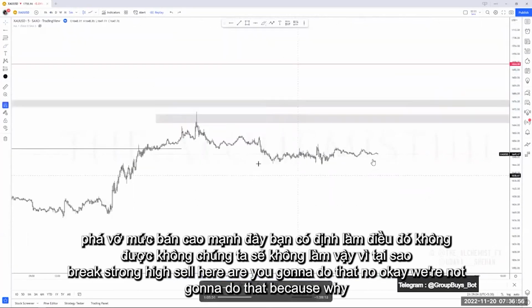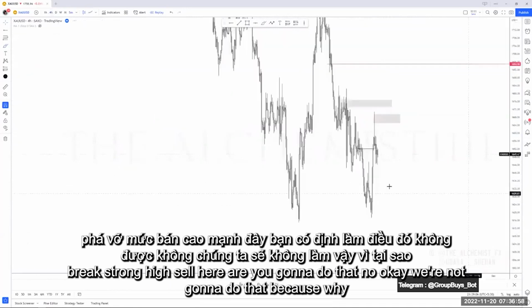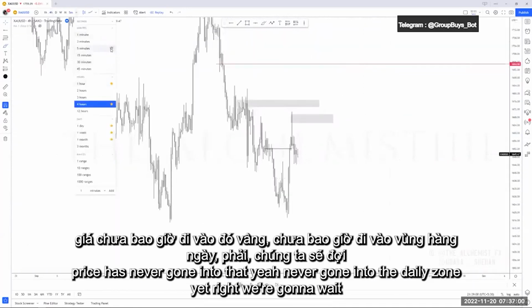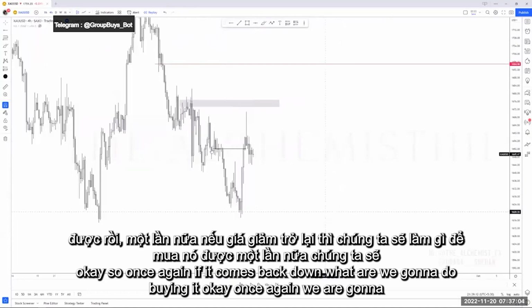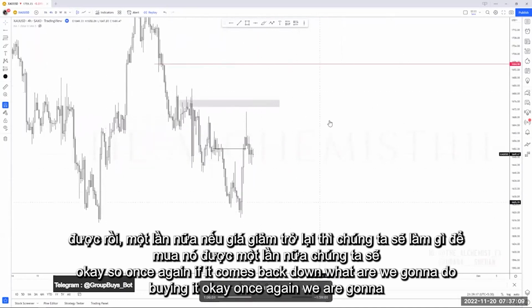Are you gonna do that? No. We're not gonna do that because why? Price has never gone into that. Never gone into the daily zone yet, right? We're gonna wait. So once again, if it comes back down, what are we gonna do? Buying it. Once again, we are gonna buy it.